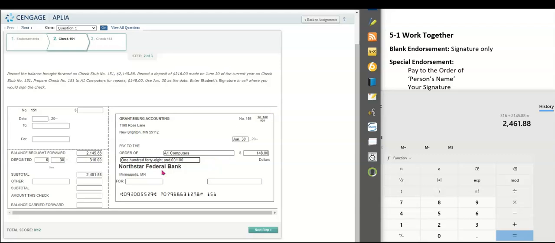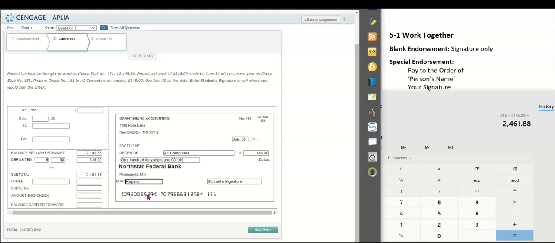If you were actually writing this check, you would draw a straight line from here all the way to the dollar sign, okay? And that just finalizes it and says, hey, nobody can add an amount to this check, okay? Down here in this box, that's where you put your signature. So in this case, for our computer, we're going to type student's signature. And then over here, this is your memo box. It says for, what's this check written for? So it told us that their check was for repairs, so we write repairs there.